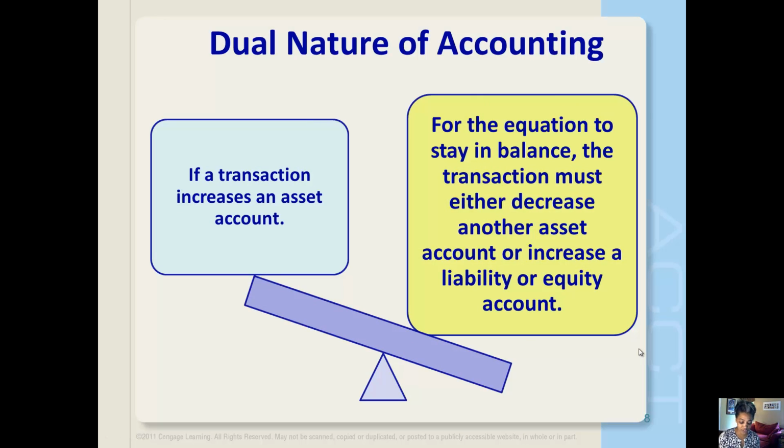Every accounting transaction must affect at least two accounts. This requirement is known as the dual nature of accounting. So not dual, but two. If a transaction increases an asset account, for the accounting equation to stay in balance, the transaction must either decrease another asset account or increase a liability or equity account.